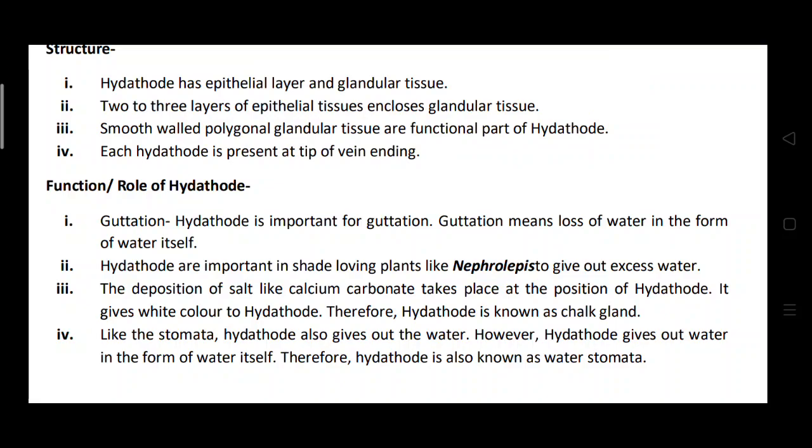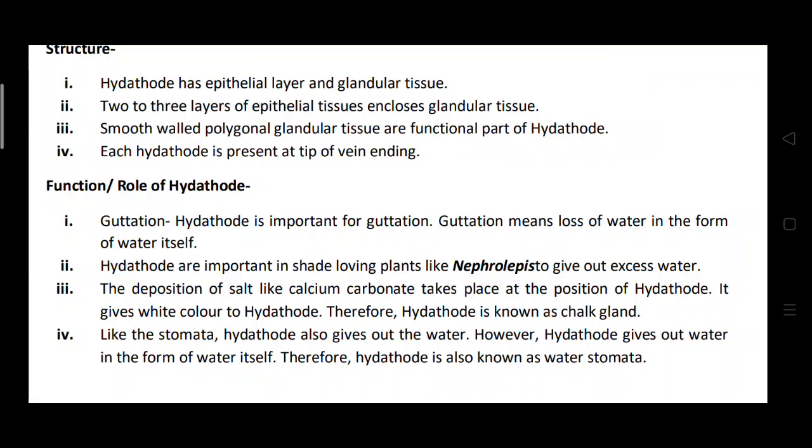Also, the deposition of salt like calcium carbonate takes place at the position of the hydathode. So it gives the white color to the hydathode, and therefore the hydathode is also known as the chalk gland. So why is this hydathode called a chalk gland? Because they deposit salt like calcium carbonate, and it gives the white color to the hydathode, so they are known as chalk glands.